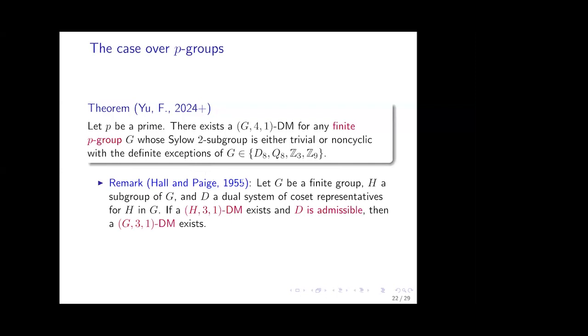Just as I said, in the 1955 paper, Hall and Paige had solved the conjecture for solvable groups. But why can't I do it so far? We need to check their paper. In their paper, we cannot generalize this recursive construction. Actually, this is a recursive construction. We can generalize it from 3 rows to 4 rows. Anyway, I will not talk too much on this remark. I just mention it in case someone is interested in this topic, and you can see the paper.